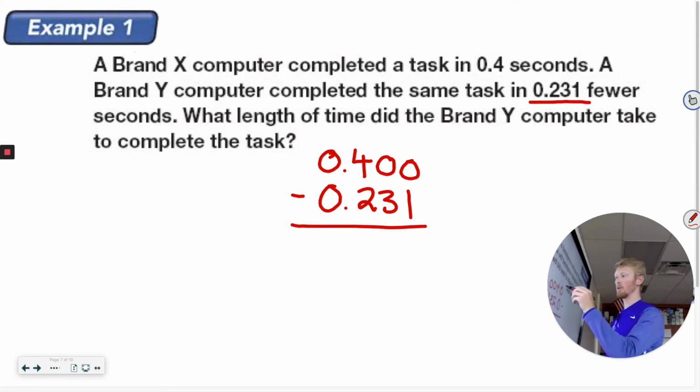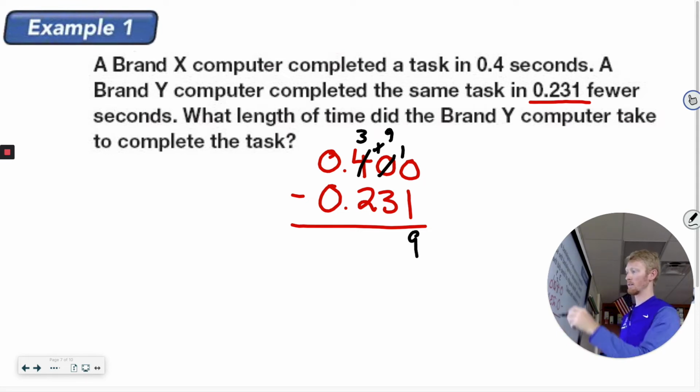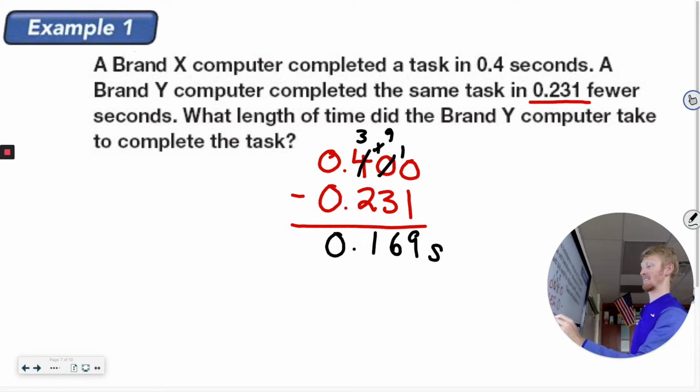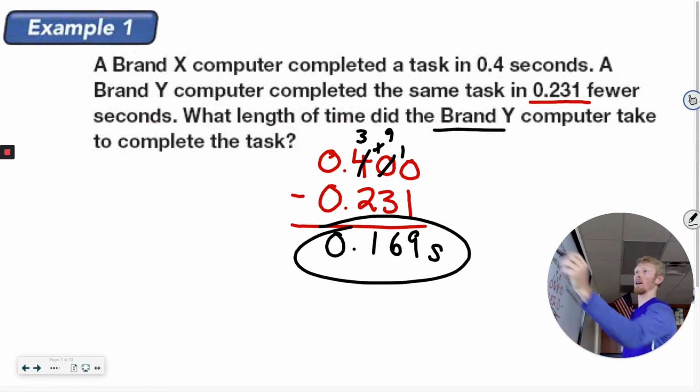So the first thing you need to do is you change that 4 into a 3. And then you borrow, this becomes a 10. But then you have to borrow one more time. So that's actually going to become a 9. And this becomes a 10. Now that makes it a little bit easier to do your problem. That's 9, it's 6, and 3 minus 2 is 1. So 0.169 seconds. That's the speed of the brand Y computer.